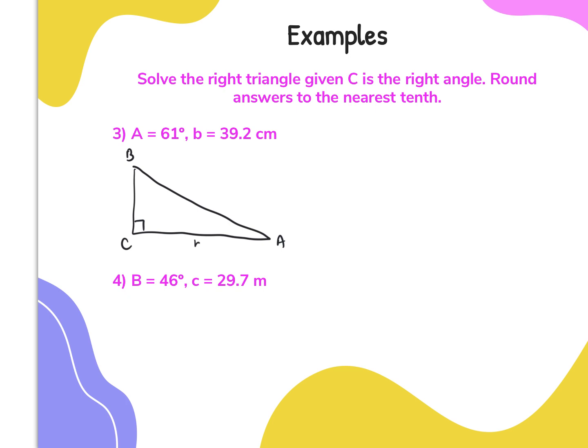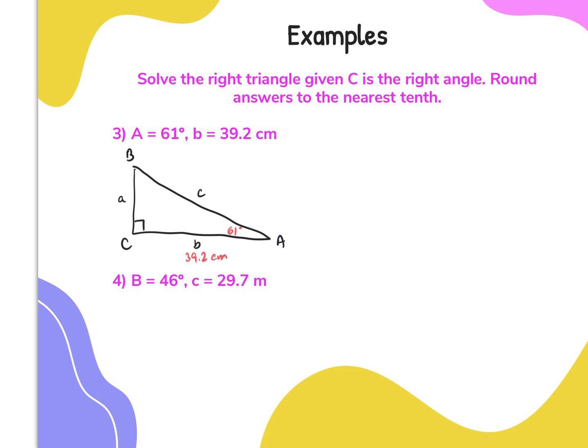I know little b comes across from big B, little a is across from angle A, and I know that the hypotenuse is C. So I'll plug in what they gave me. They said angle A was 61 degrees, and little b is 39.2 centimeters.